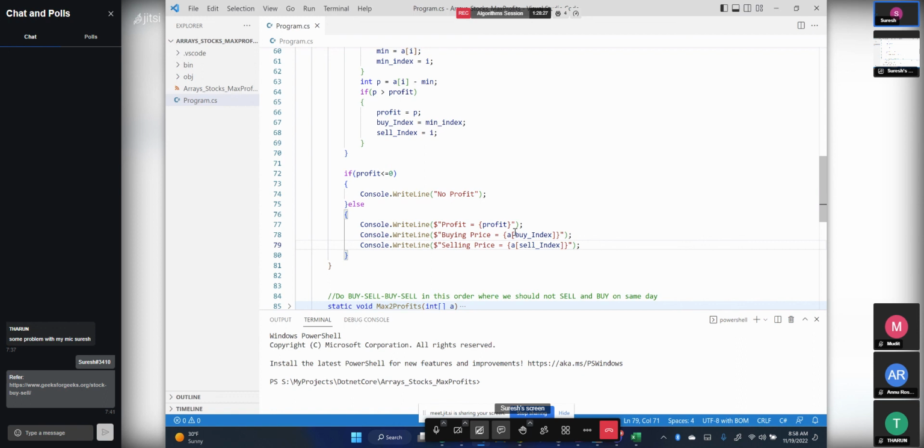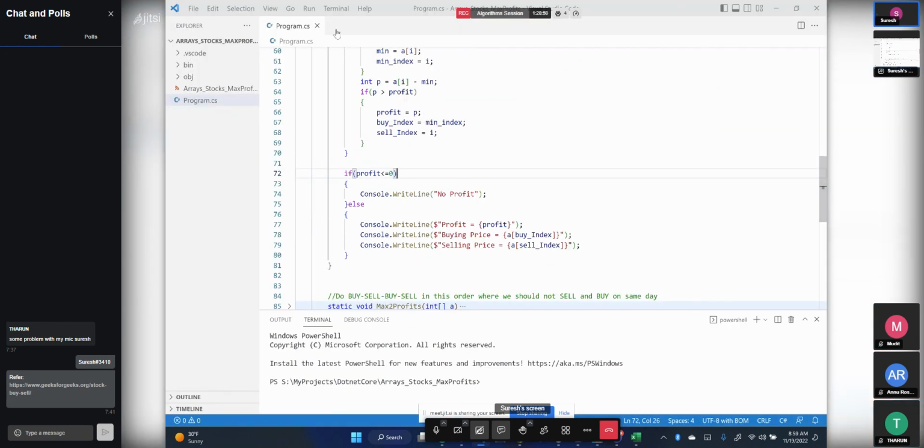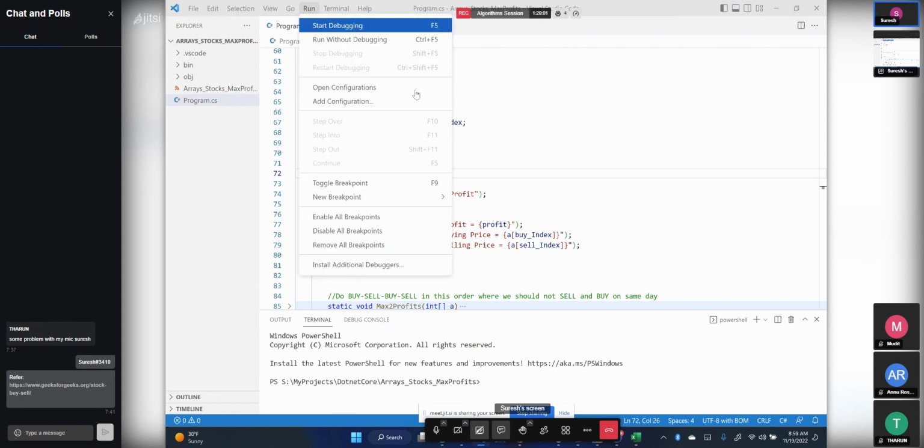So basically, I'm returning or printing the values. You buy at 1, sell at 9. So it's going to tell you the prices. That is also fine. You can say in order to get profit 8, you need to buy at 1, sell at 9. Or you can also say buy at index 2, sell at index 5. That is also fine. Okay, so I want to return those indexes. I can run the program, and let's see how it works.